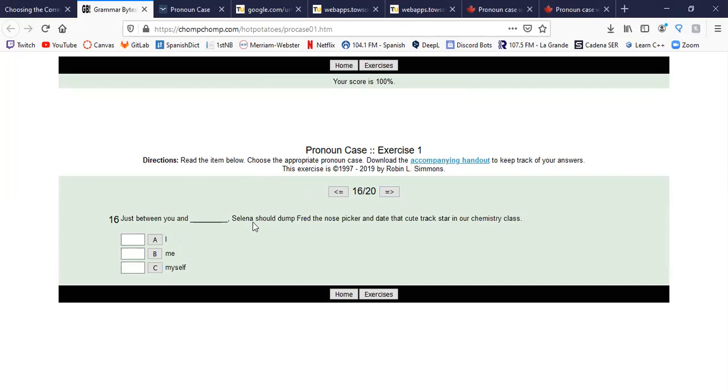Just between you and blank, Selena should dump Fred the nose picker and date that cute track star in our chemistry class. So what is the answer here? Pause the video and figure it out. Okay, so the correct answer here would be me, because me is the object pronoun. It's an object of the preposition between. So you and me are both objects of the preposition between.